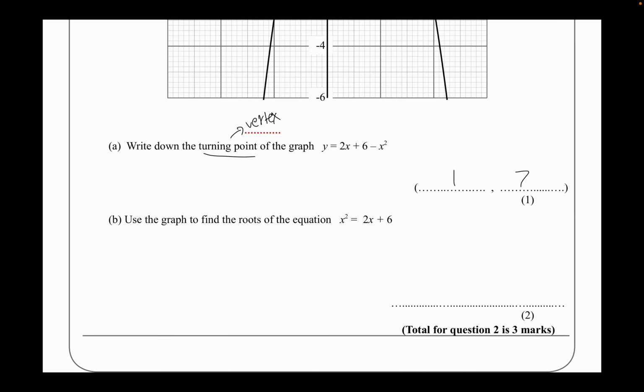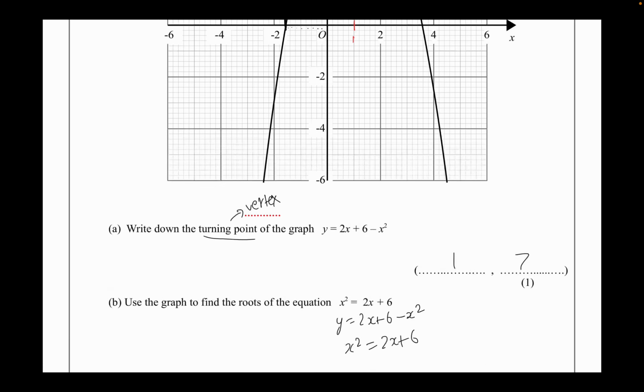Find the roots of the equation. This is just a trick. So this is just the same format. What they have done is y equals 2x plus 6 minus x squared. You're just going to take the negative x squared to the other side. It just gives you x squared equals 2x plus 6. It means exactly the same thing. It's the same graph that you can use. So you're going to find the roots of the equation here in this case.